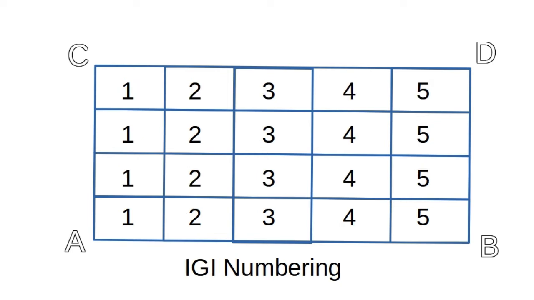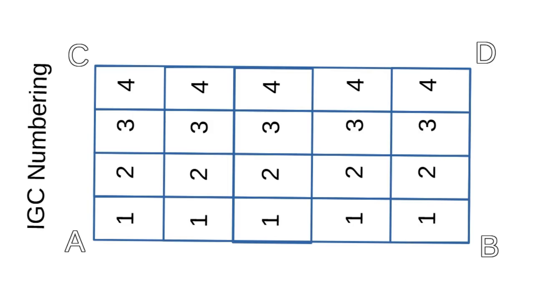IGI numbering starts at 1 in the cell line between corner A and corner C. Then it increments by 1 in the next cell lines until reaching the cell line between corner B and corner D. IGC numbering starts at 1 in the cell line between corner A and corner B. Then it increments by 1 in the next cell lines until reaching the cell line between corner C and corner D.